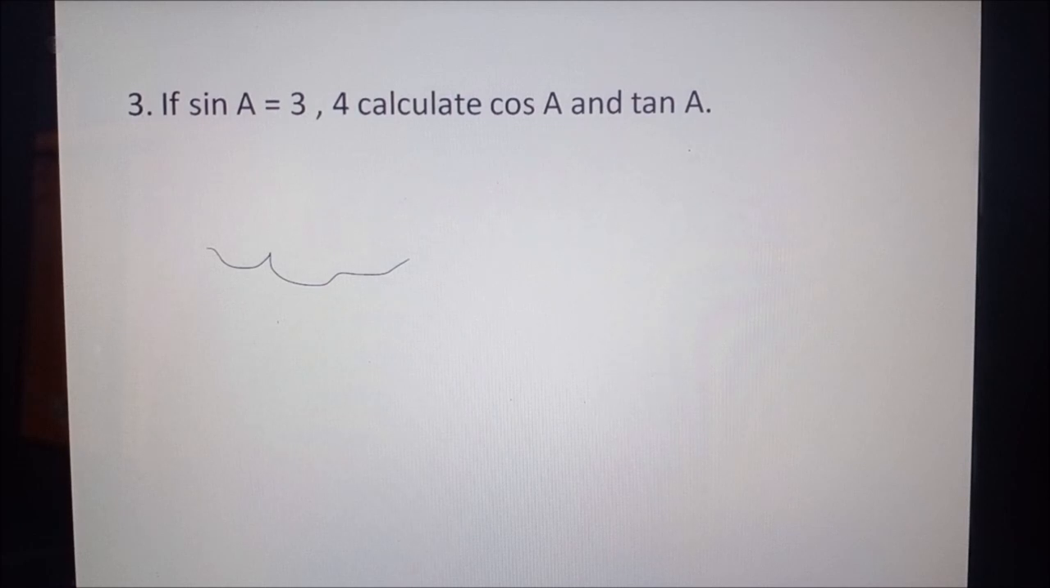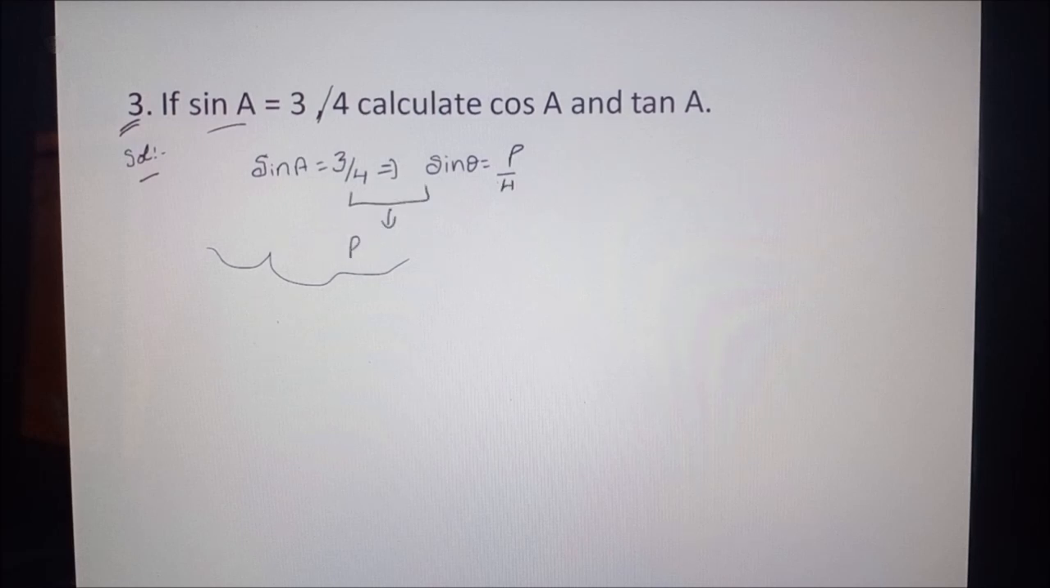Now next question number 3. Let us solve it. We are given sin A is equal to 3 by 4. We know sin theta is equal to perpendicular upon hypotenuse. So by comparing both, we came to know that perpendicular is equal to 3 and hypotenuse is equal to 4 cm. Now we have to calculate cos A and tan A.